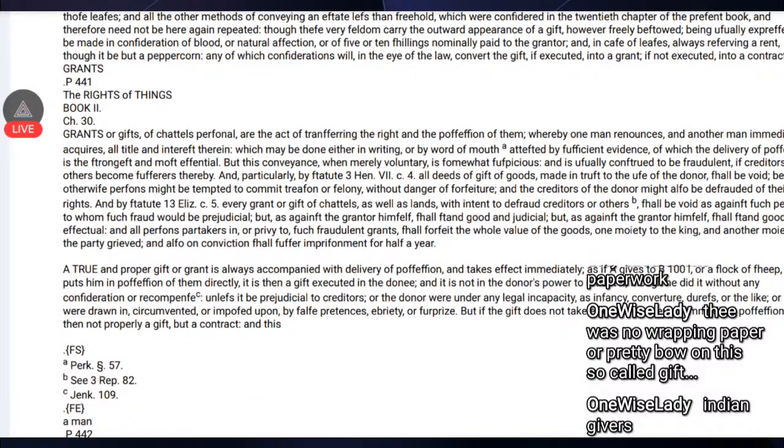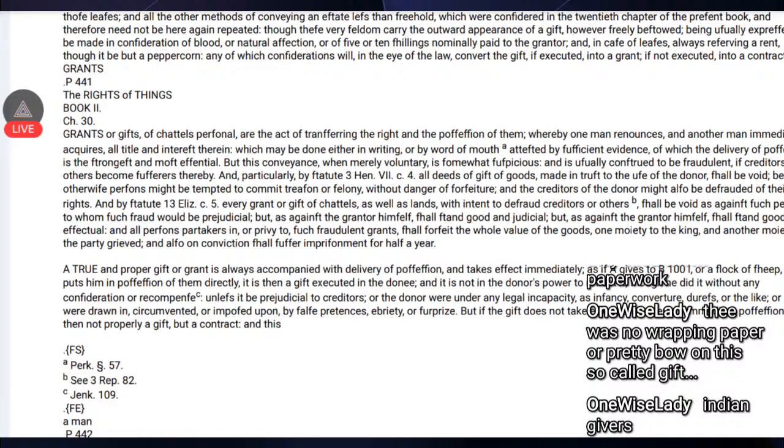But this conveyance, when merely voluntary, is somewhat suspicious, and is usually construed to be fraudulent, if creditors or others become sufferers thereby, and particularly by Statute 3 of Henry VII, all deeds of gift of goods made in trust to the use of the donor shall be void, because otherwise persons might be tempted to commit treason or felony without danger of forfeiture, and the creditors of the donor might also be defrauded of their rights. Yeah, that makes sense.